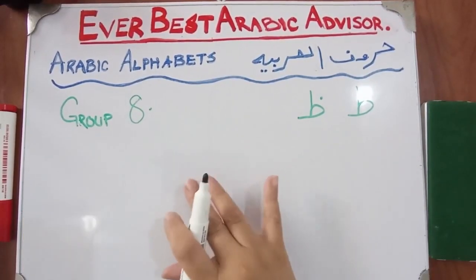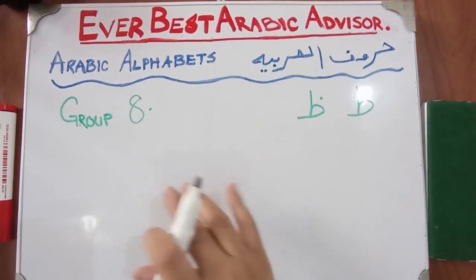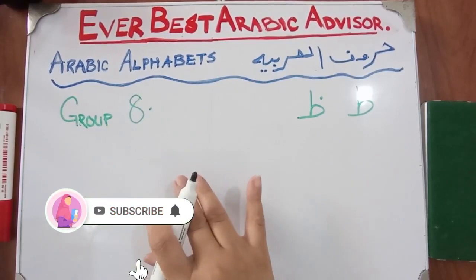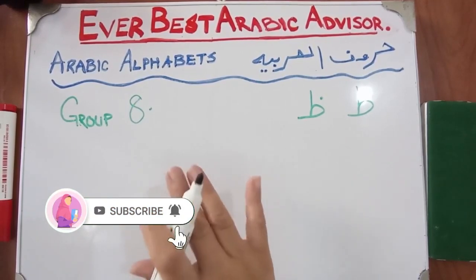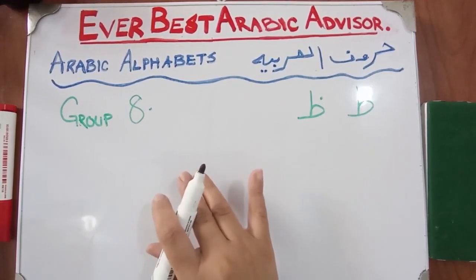We are learning Arabic alphabets. Arabic alphabets we are learning in groups. Today we will discuss group 8. So far we've done 7 groups in 7 lessons. If you have not watched the videos, you may find the link in the description.